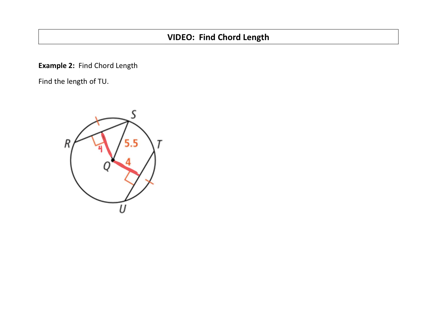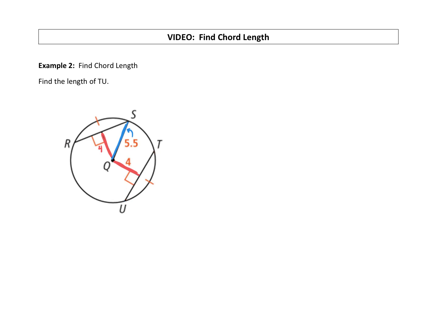Now that's not a radius. If you notice, it doesn't go all the way to the edge of the circle. It's just the distance from the center to the chord. When you have congruent chords, that distance is the same. This 5.5 goes with this QS right here, and that is a radius. So we know the radius of our circle is 5.5. We know the distance from the center to either of these chords is 4. And we're asked to find the length of TU.